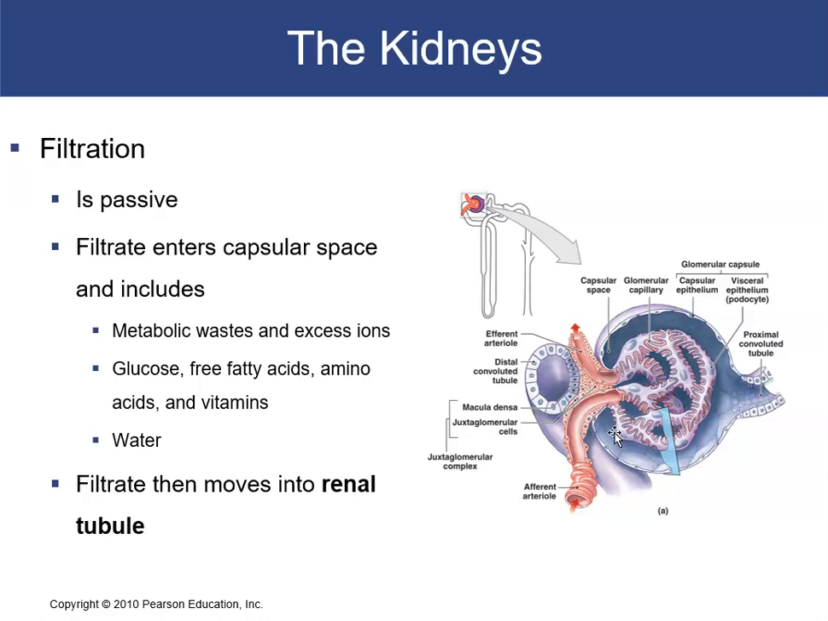Many of these materials are still potentially useful to the body, and we can't afford to lose them. So we have to recapture them or take a lot of this material back. If you think about it, glucose is something that should not be found in urine, but it is filtered here at the first step. Our body takes a majority of this back. So after this process, as this material begins to collect in the capsular space, the filtrate then begins to move on into the rest of the nephron, known as the renal tubular portion.